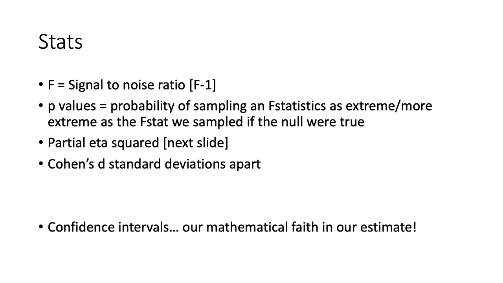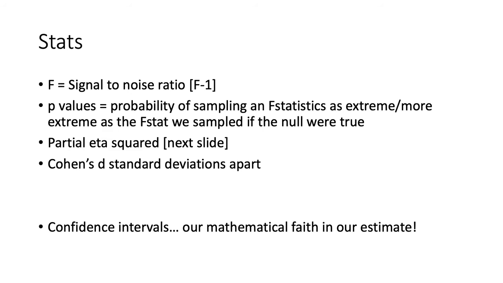From our stats, let's interpret what we know. We're going to have three F statistics that are going to tell us about the three effects. Each of those tells us a signal-to-noise ratio. Our p-values tell us the probability of sampling an F statistic as or more extreme than the F statistic we sampled if the null were true. Partial eta squared, I'm going to go over that one more time, so I'm going to explain that in the next slide. And Cohen's d simply tells us the number of standard deviations apart our two means are.